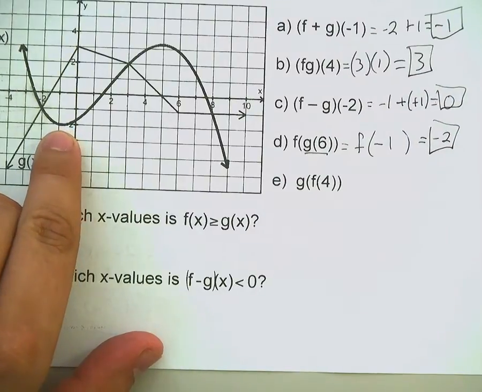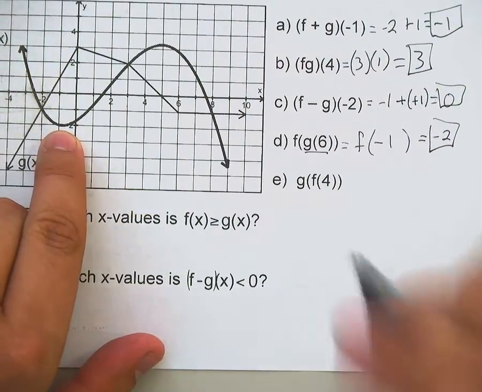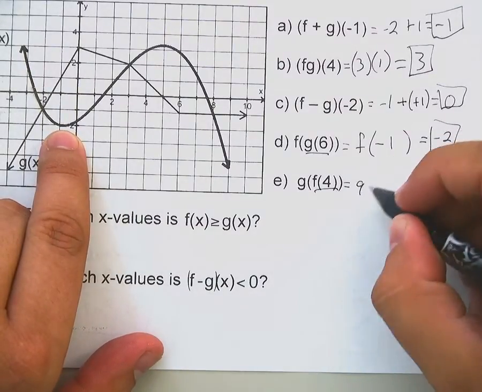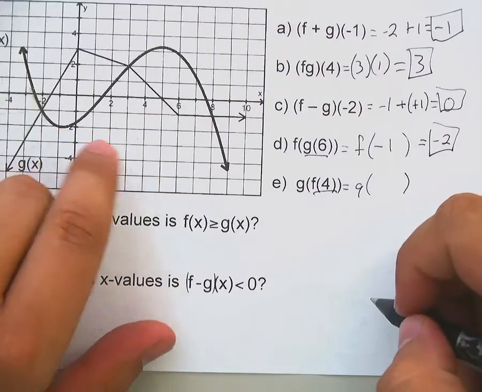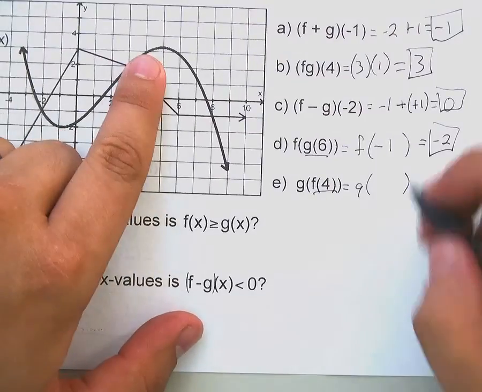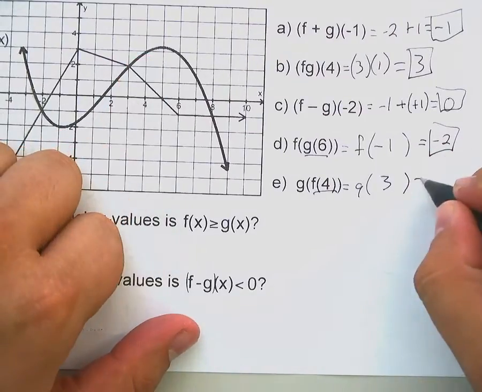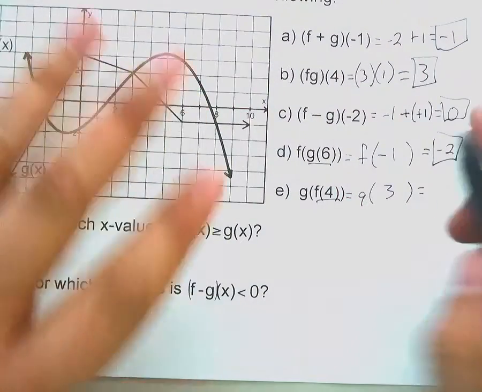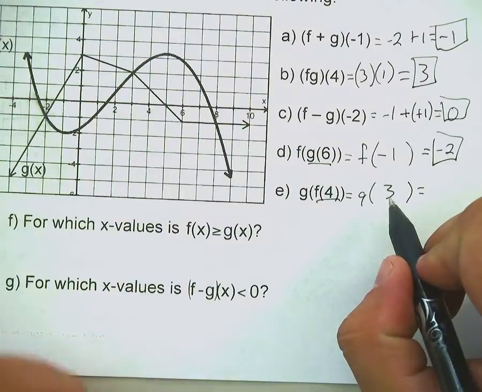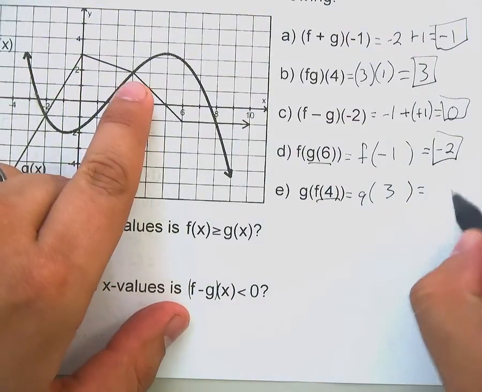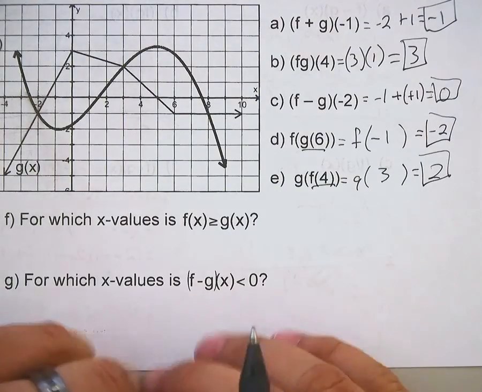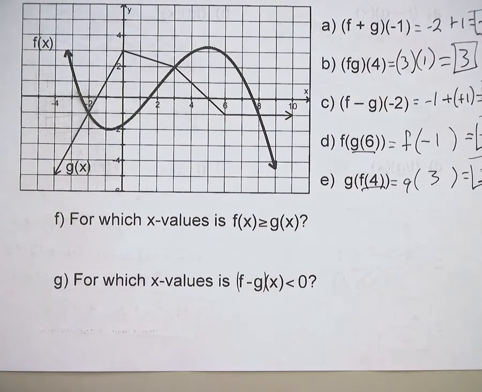Sorry, I didn't square those in before. Let's try that again with this one. Find f of 4 first. Go to 4, find f, 3. Now I'm going to forget the fact that there's a 4. g of 3. Go to 3. Find g. 2. Easy as pie.